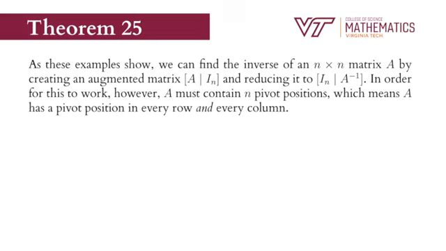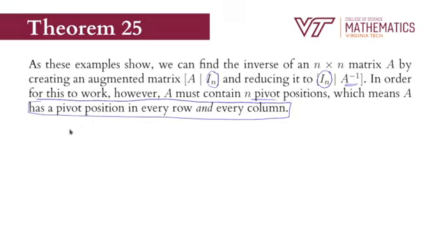As these examples show, we can find the inverse of a matrix by creating an augmented matrix with the identity on the right side and reducing it so that the identity is on the left side. When we do that, we get the inverse. In order to get the identity on the left side, A has to contain n pivot positions. That is, the reduced echelon form has to look like 1's going down the diagonal, which means A has a pivot position in every row and every column.